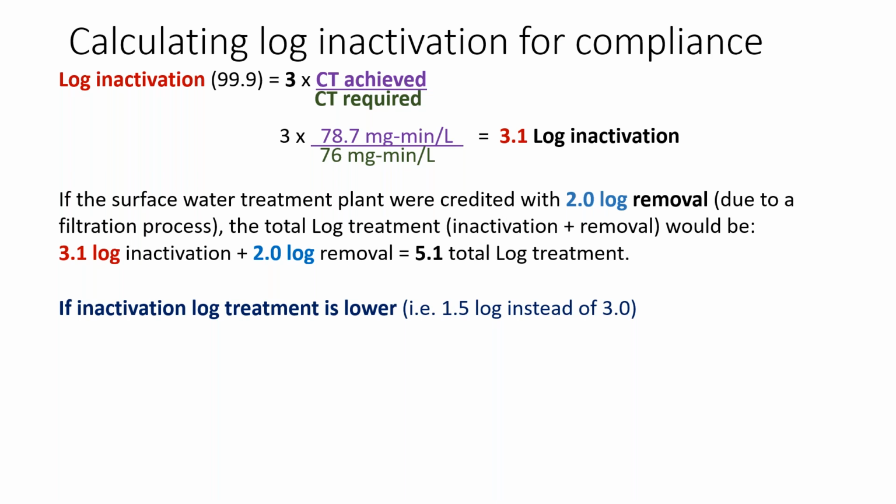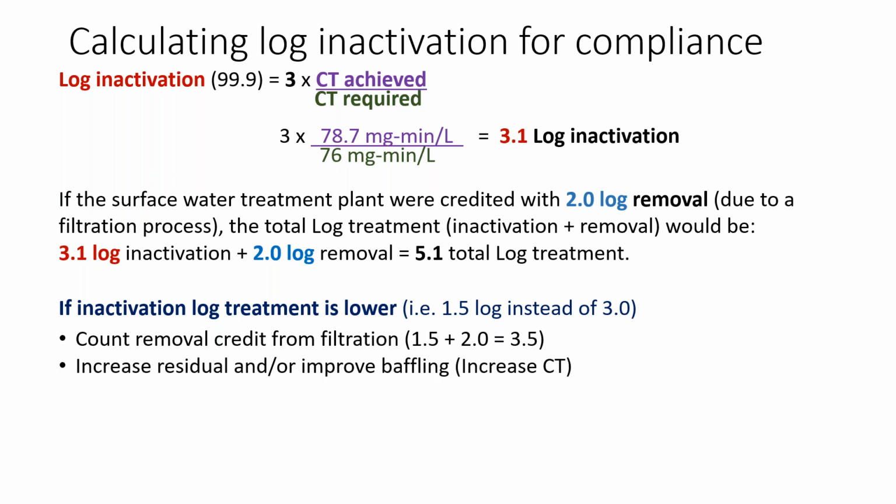Now, you may have a situation where you're targeting a lower inactivation log because you're trying to minimize disinfection byproducts, or maybe there's an inability to get the chlorine high enough, or there's not enough mixing time. In that case, you may be achieving your overall compliance by adding that inactivation log to the removal log. For example, if you achieved 1.5, you'd add that to the 2 removal credit, 1.5 plus 2, to get a total treatment of 3.5 logs. So that's how you look at it.